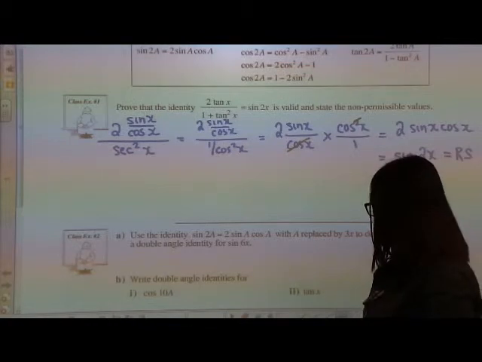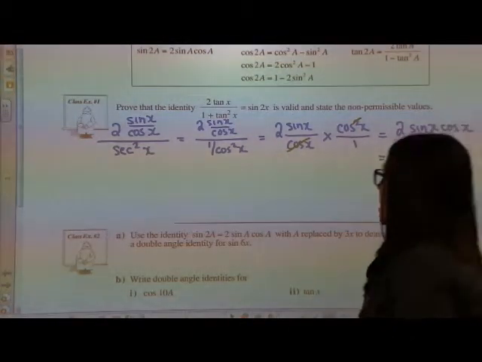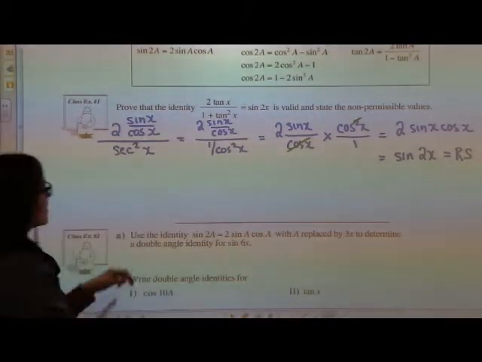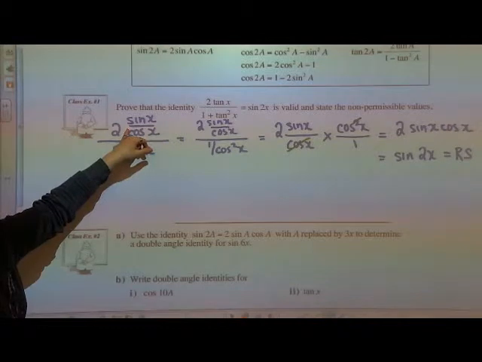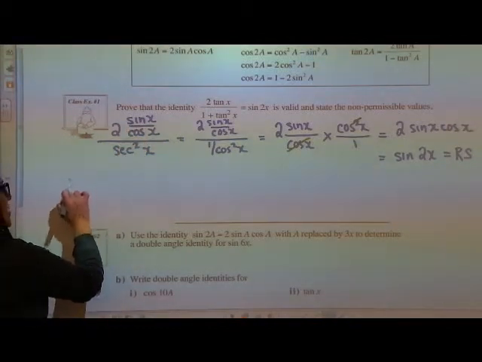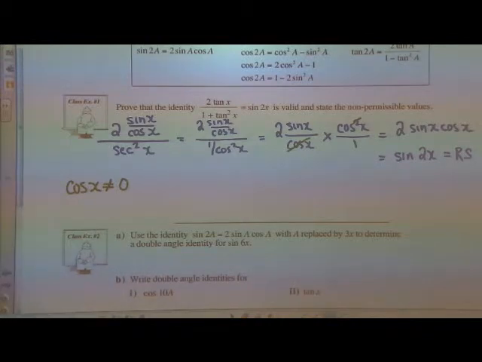Okay? So now if I look at my non-permissible values, we look for denominators. So if we look right here, I have my first denominator, cos x. So my non-permissible value would be that cos x cannot be equal to 0.